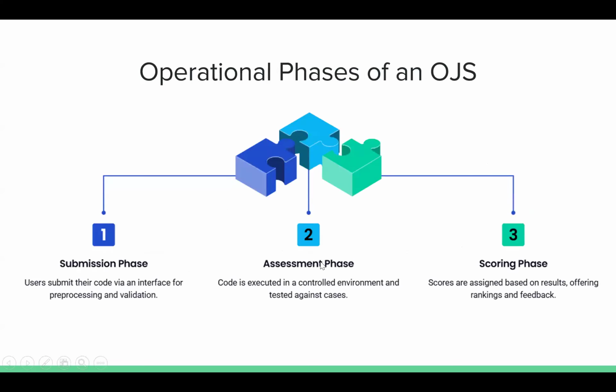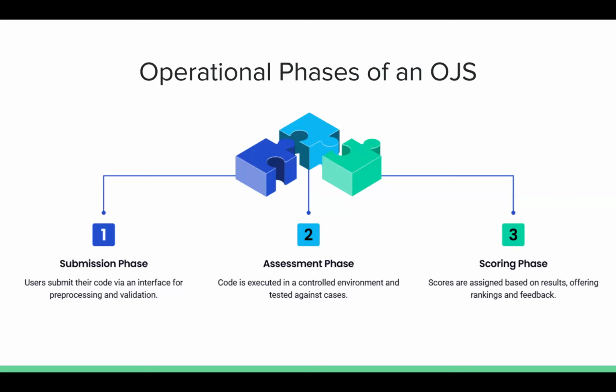The operational phases of OJS are as follows. They are the submission phase, the assessment phase, and the scoring phase. Coming to the first phase, the submission phase, this is where the journey begins. The user submits their code through an intuitive interface, which not only makes it easy to upload their code, but also incorporates initial pre-processing and validation checks. It ensures that a submission meets the basic requirements.